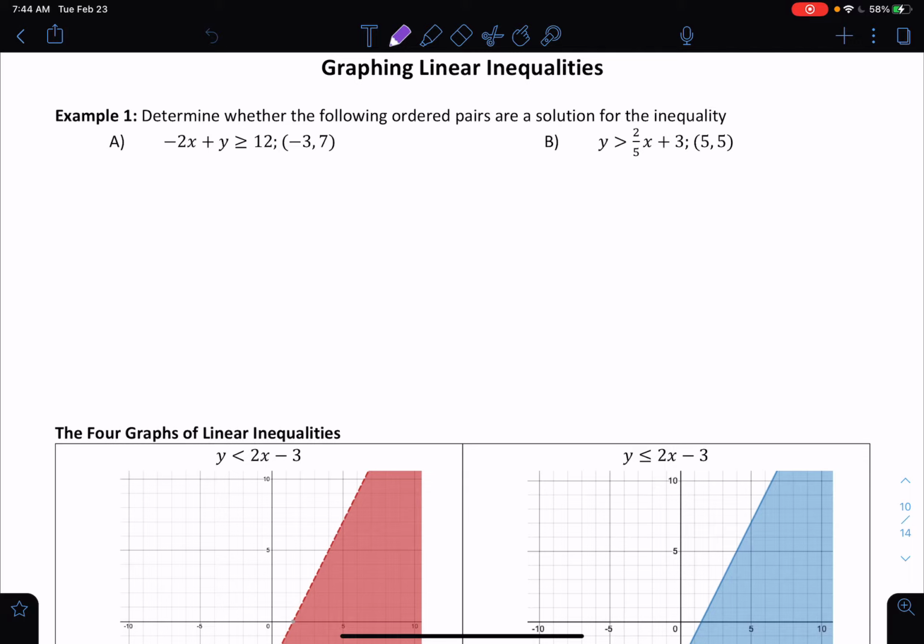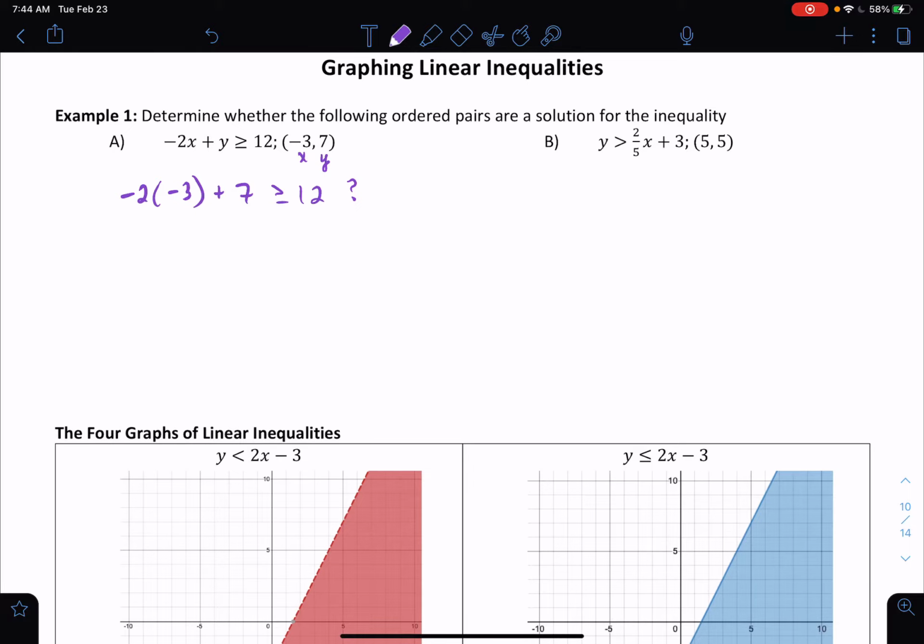So we get negative 2x plus y greater than or equal to 12. And the point that I'm trying to test is negative 3, 7. So remember, this is my x, this is my y. So I'm going to plug in negative 3 for x and 7 for y. And I'm going to see, is what I'm left with true?